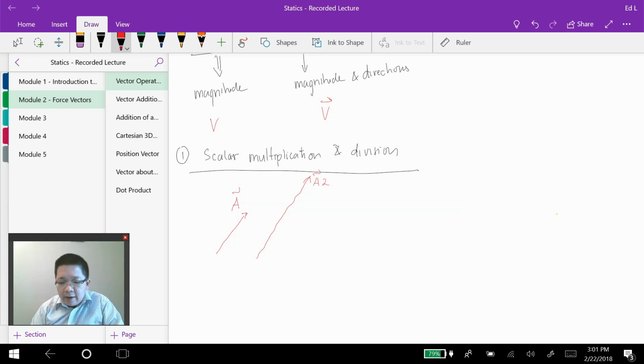It also works in a similar manner when we multiply these factors with a negative scalar. For example, if I multiply it with negative 1, the factor will change direction. It will go the other way. So right now we have negative A right there.